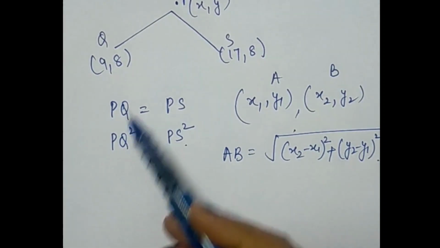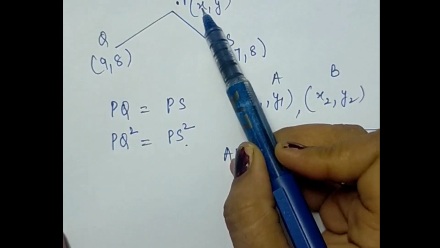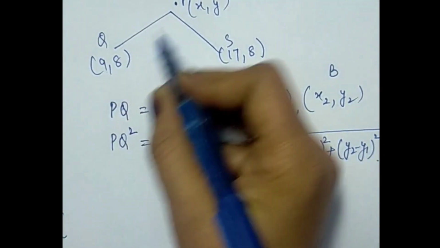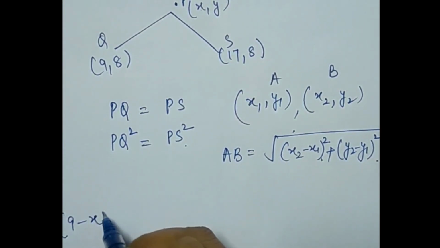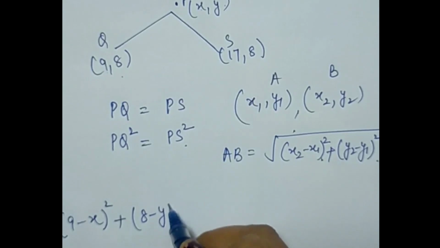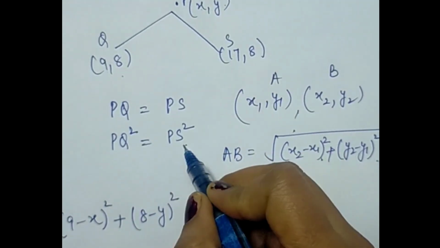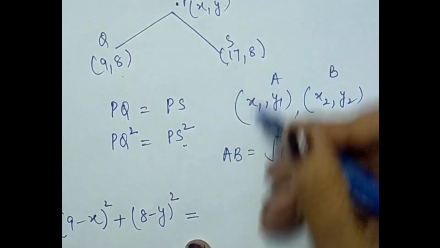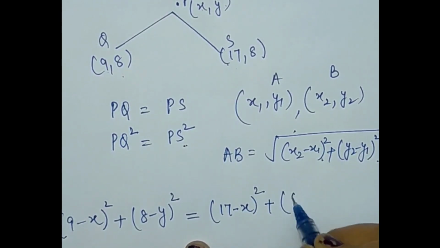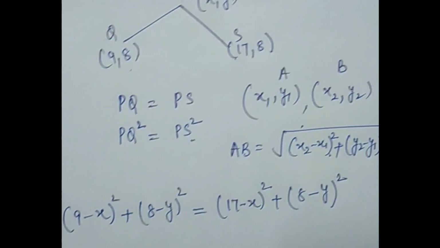So let's apply the formula now. On QP, I am going to apply the distance formula. So x2 minus x1, that means (9 minus x) whole square plus (8 minus y) whole square. I'm not writing the square root because I have used the square over here. Same with PS: (17 minus x) whole square plus (8 minus y) whole square. Now we are going to solve them.